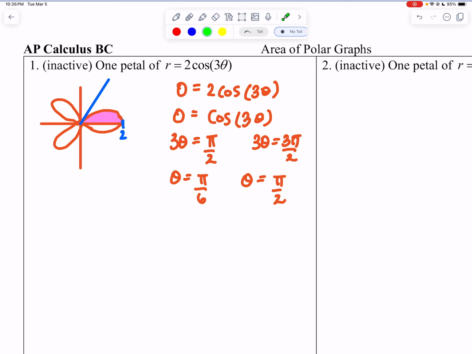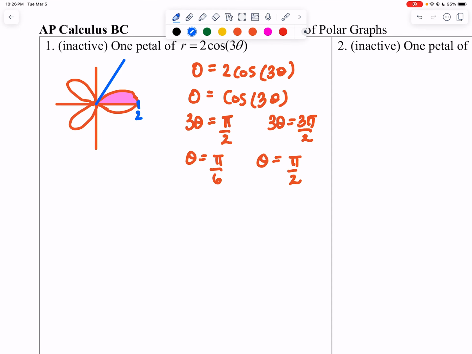Now, my graph is not really symmetric, but I promise you that this is going to be symmetric to each other. Because it is symmetric, using my formula, we have 1/2, with my lower limit being 0 and my upper limit being pi over 6, because if I swoop it up from 0 to pi over 6, I'm going to hit all of this area right here. Then 2 cosine 3 theta squared d theta.